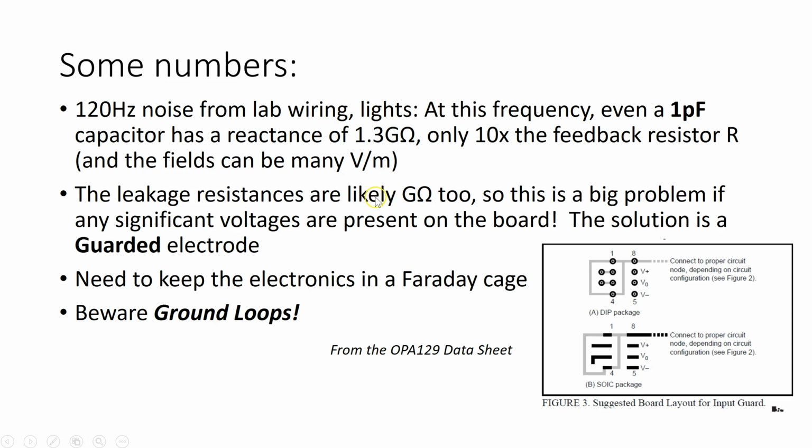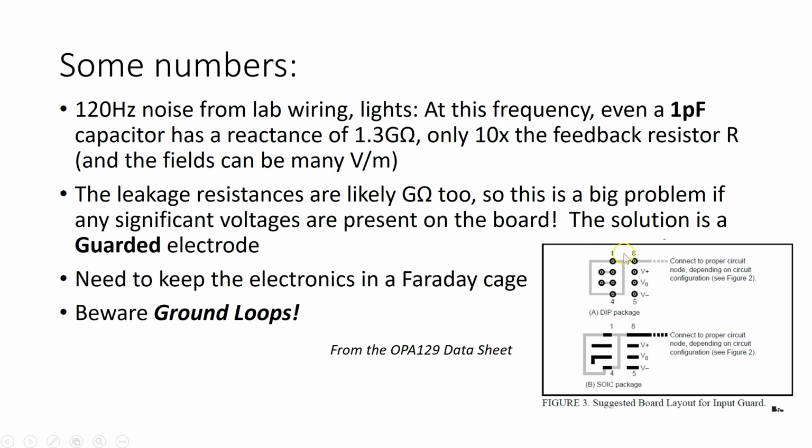The way to do this is to make sure that the printed circuit track around the inputs to the op-amp is held at the same potential as at least one of the inputs to the op-amp. And this arrangement, taken from a data sheet for an OPA129, which is a standard low noise operational amplifier used in current to voltage converters, is part of the data sheet that shows you how to build a guard ring for a pin device here and for a surface mount device here.